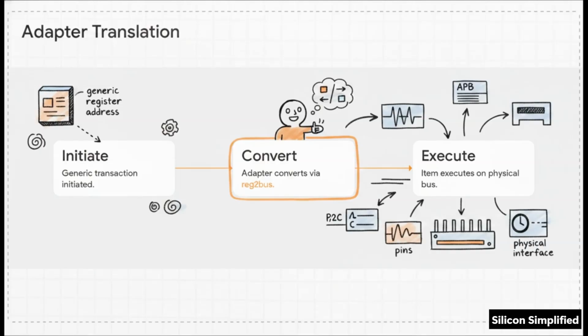So when you call a write on your register model, it creates a generic operation. It hands that over to the adapter, and the adapter translates it into the exact sequence item your specific bus agent needs to actually wiggle the pins on the physical interface.